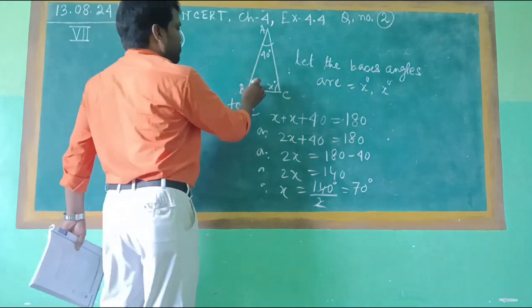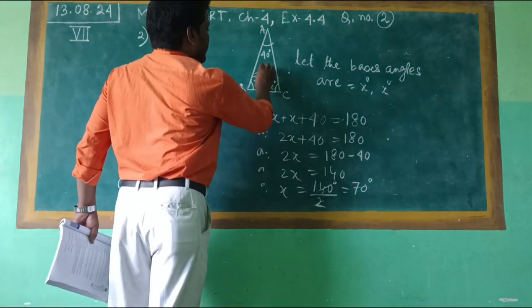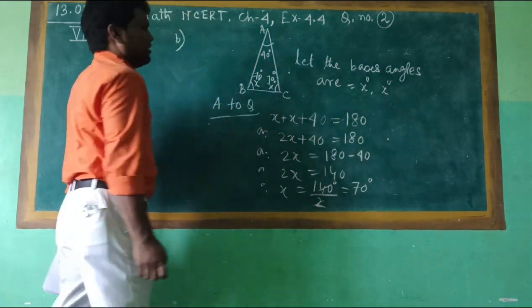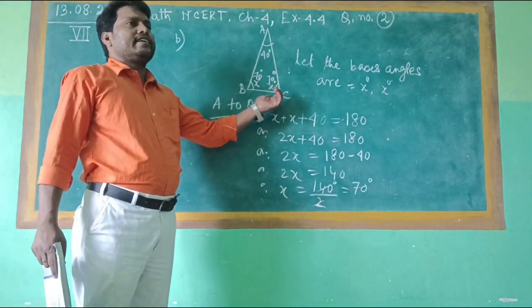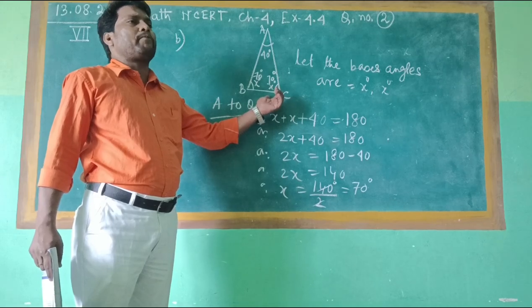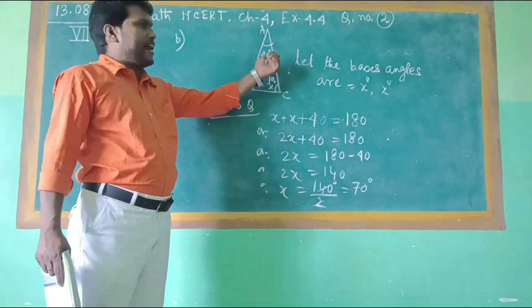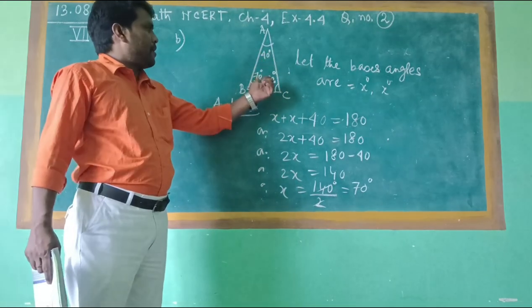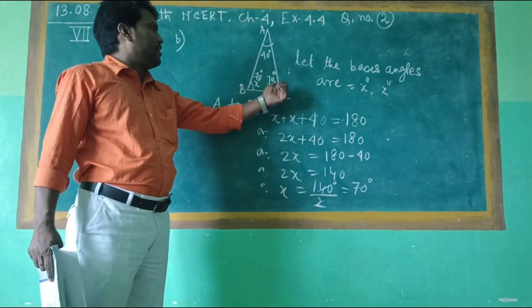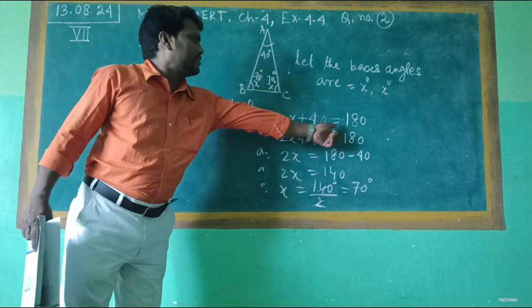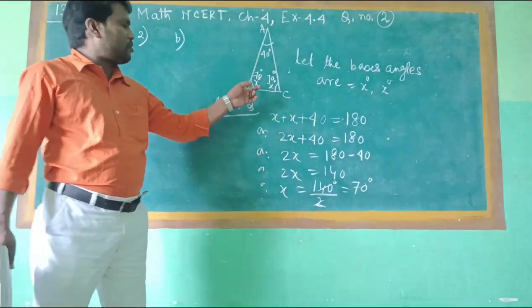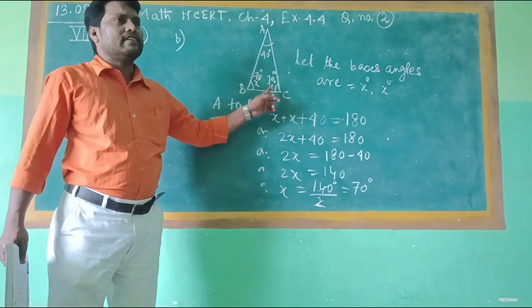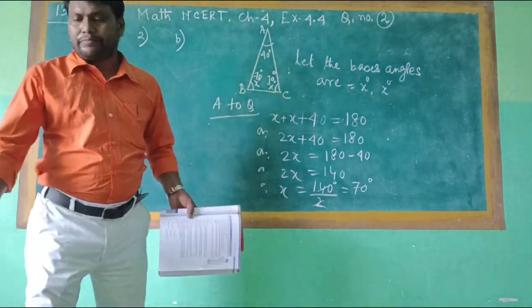So what will be the measure of x? 70 degree. It is also 70 degree. Now, does it fulfill the criteria of the angle sum property of a triangle? 40 plus 70, 110, 110 plus 70, that means 180. So the base angles are 70 degree and 70 degree. Okay.